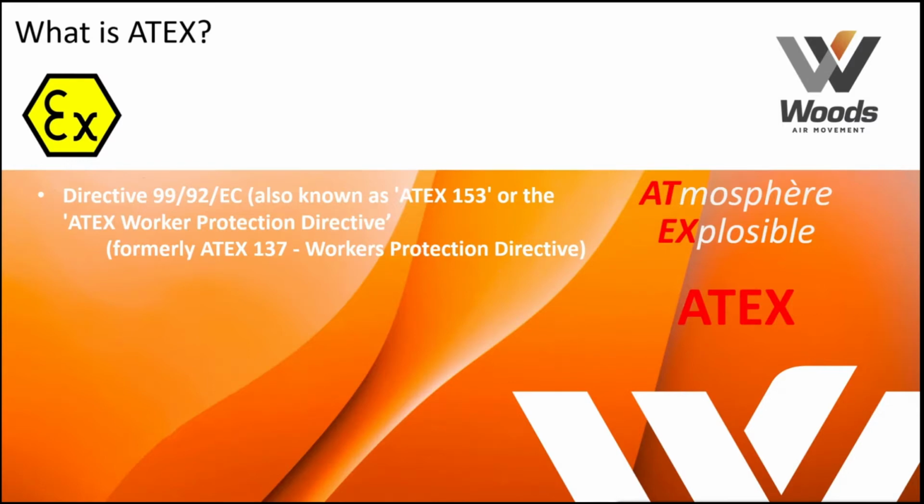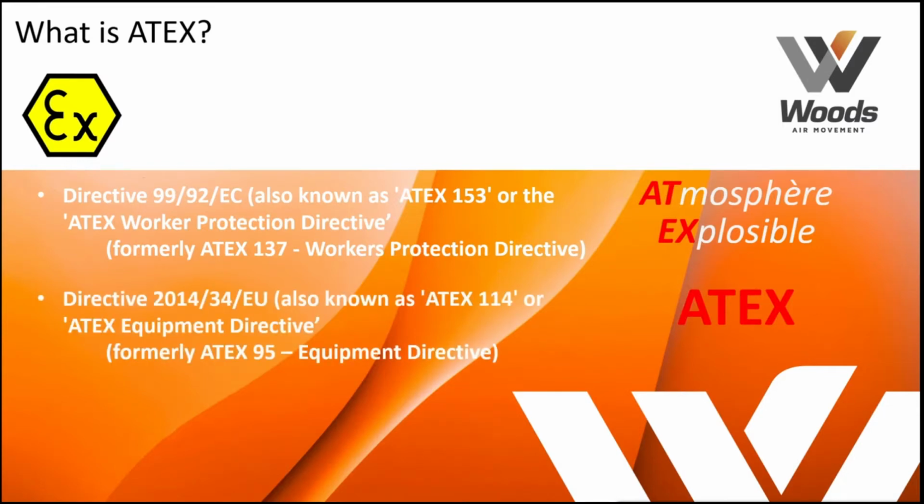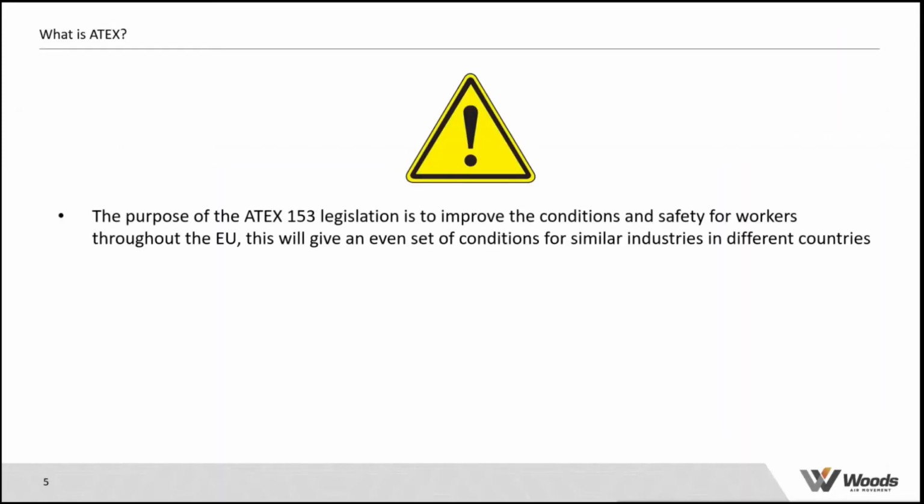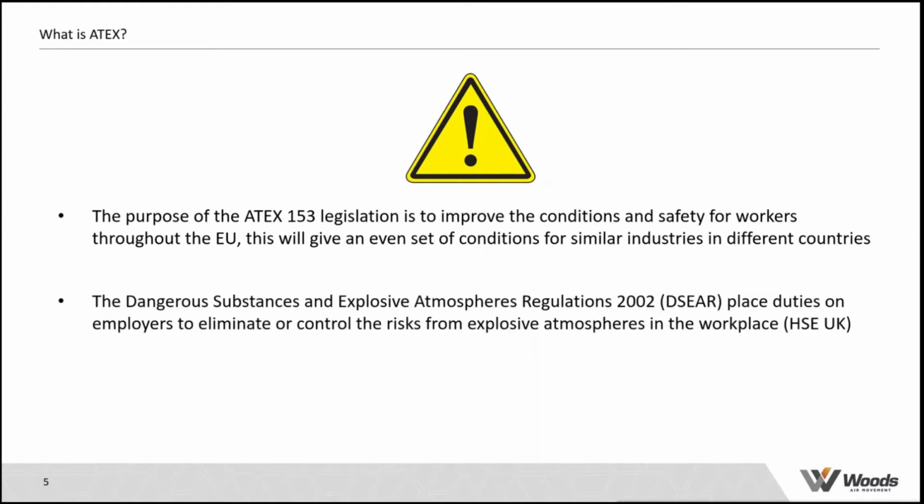So once that risk has been looked at, we then have another driver, which is ATEX 114, which is the Equipment Directive. So ATEX 114 means that we manufacture equipment that will meet the risk requirements of ATEX 153. And so that's an important thing behind that. Just a reminder of that. So it's all about conditions and safety of workers, common ground in all different countries.